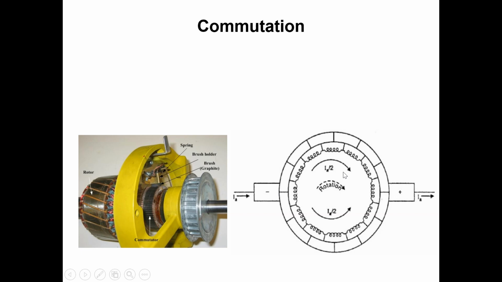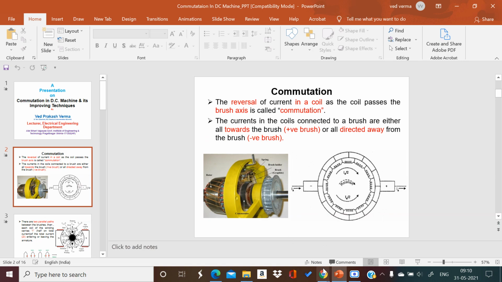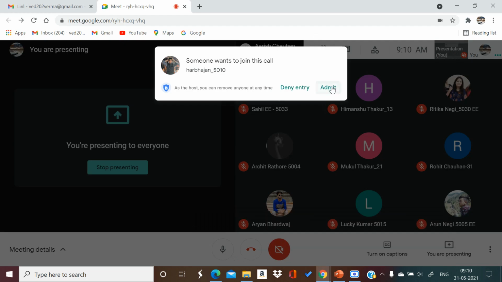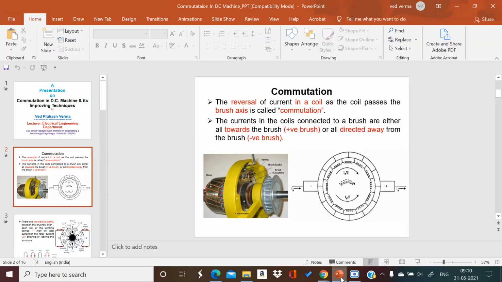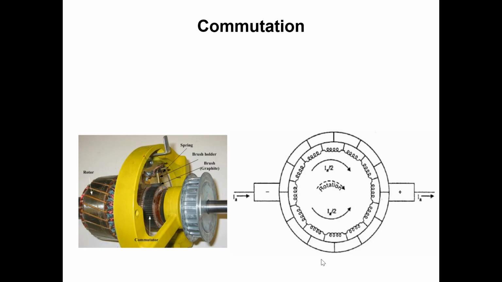That means the current from the coil which is inward to the brush is taken as positive. See, in this case the current is inward, and where the current is outward from the coil, the corresponding brush is taken as a negative brush.